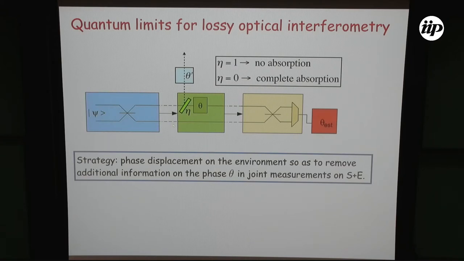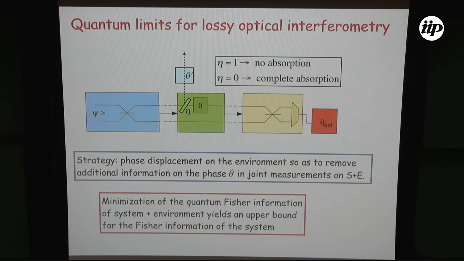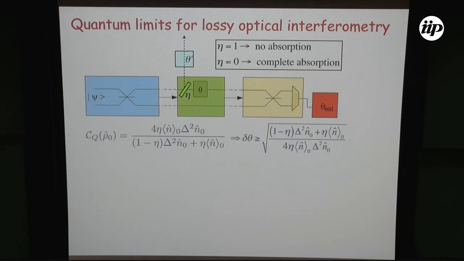The idea is this. First, calculate the quantum Fisher information of the whole thing. It depends on theta prime as well as on theta. Now, find theta prime which minimizes this quantum Fisher information of the whole thing, hoping that then this upper bound of the quantum Fisher information will get close to the true quantum Fisher information of the system. So that's the idea, and by doing that, we find this nice expression here. Remember, this is the upper bound for the quantum Fisher information. This means that the uncertainty in the estimation of the phase is given by 1 over the square root of this, so basically this expression here.